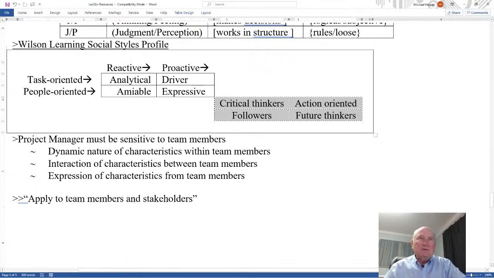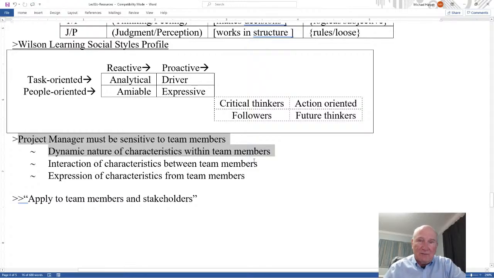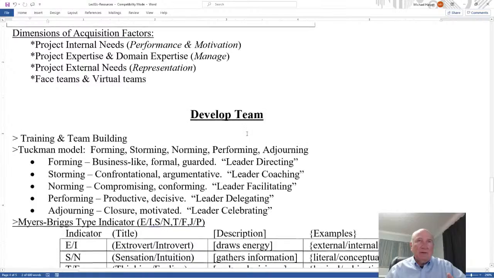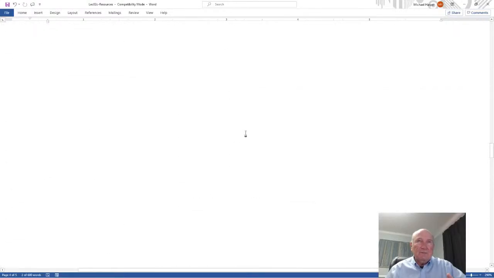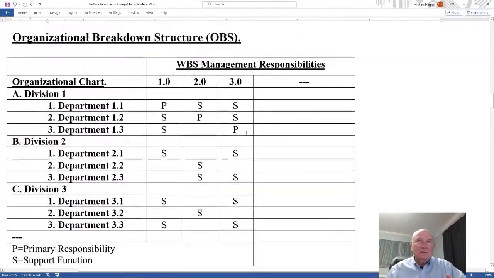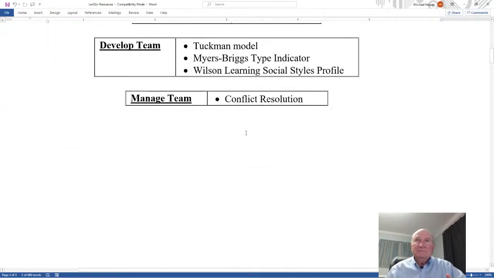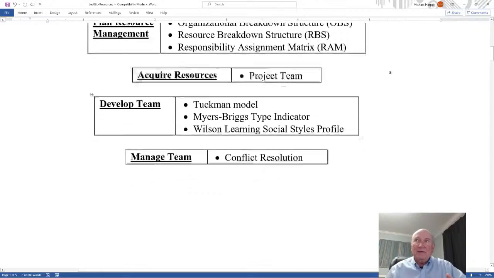So the project manager must be sensitive to the team members and to the dynamic nature of the characteristics within team members. That's what I've been talking about. Dynamic nature, it changes. Interaction of characteristics between the team members. The project manager, since they're a leader, has to look at the interaction of these characteristics. And sometimes, let's back up here in the attainment model, and sometimes that interaction, where is it? Way up here. Oh, I think I passed it.